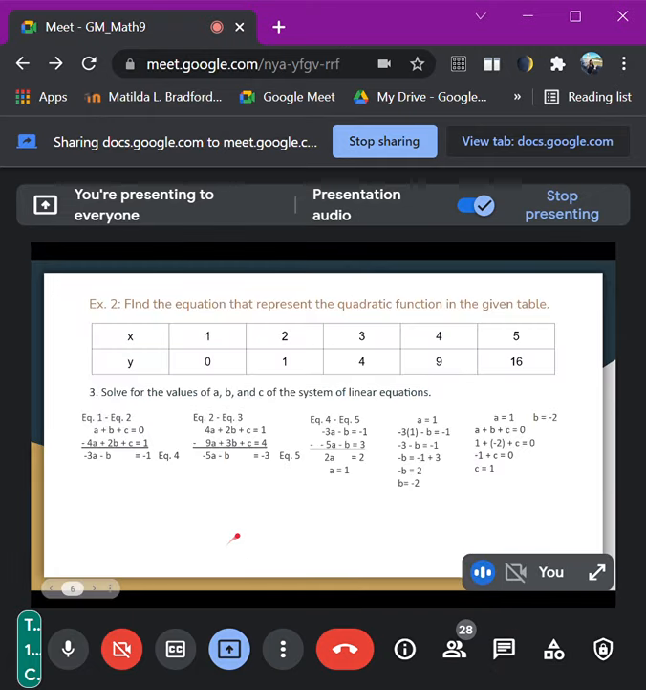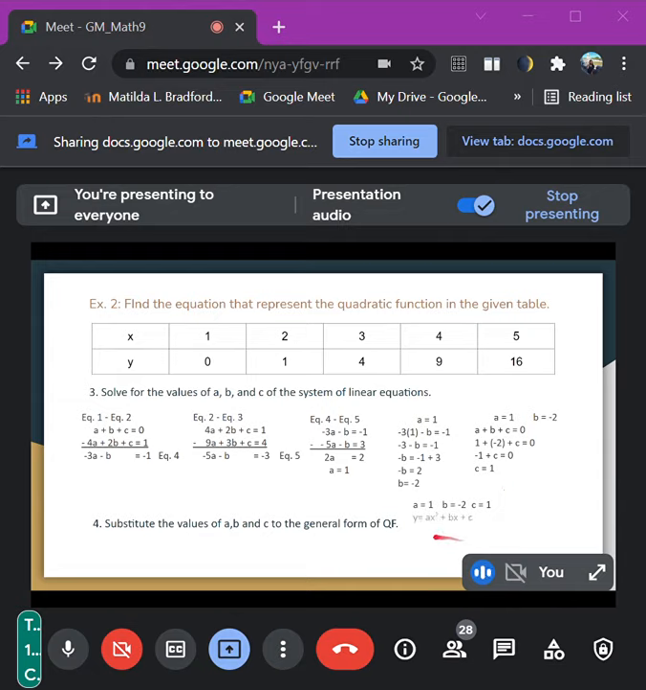No questions, Archer. Okay. Now, this time we proceed to substituting the values of A, B, and C to the general form. So we got the values of A, B, and C. A is 1, B is negative 2, and C is 1. So you substitute in y is equal to ax squared plus bx plus c. And then you will have y is equal to 1 times x squared plus negative 2 times x plus 1. So, that is x squared minus 2x plus 1. So, that is now your equation from the given table of values.